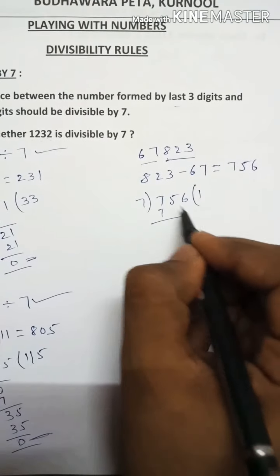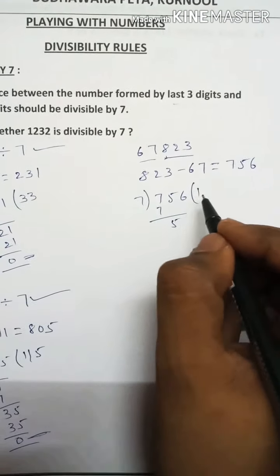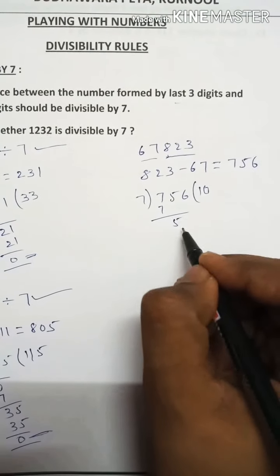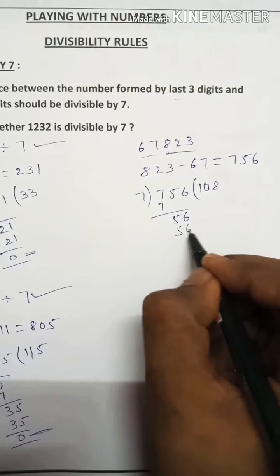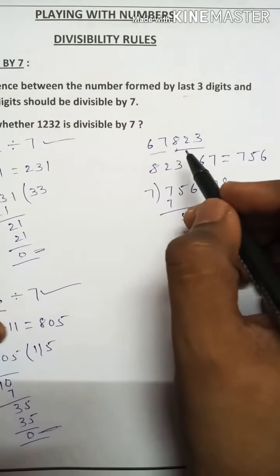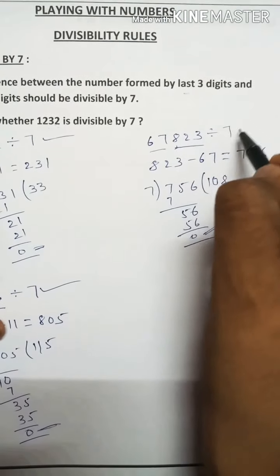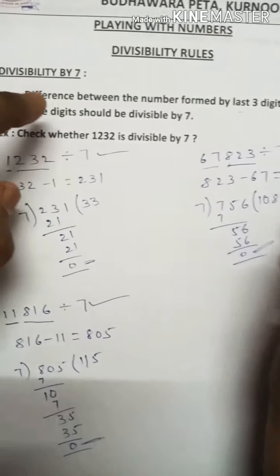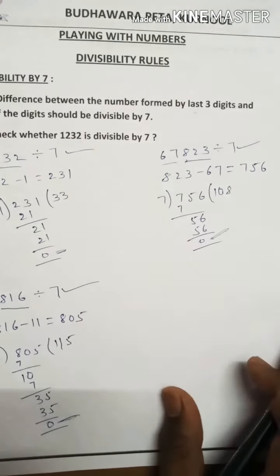Now let us check whether 756 is divisible by 7 or not. 7 ones are 7. Bring down 5 here. So we cannot divide 5 by 7. So if you keep 0 here, we can bring 6 down here. 7 8s are 56. 56 minus 56 is 0. So from this we can say that 67,823 is divisible by 7 according to this rule. Okay. Now let us take one more example.